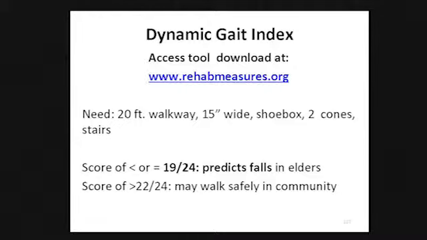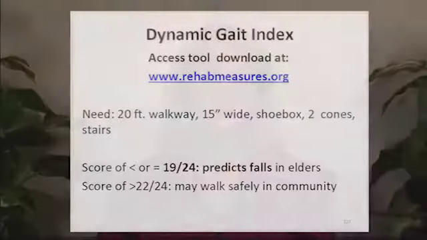Just make a note. You have to have a shoe box. I often use a tissue box, 2 cones or 2 tissue boxes. Things you have right there in the home are easy to use if you don't want to carry around construction-type cones. And of course you need stairs.